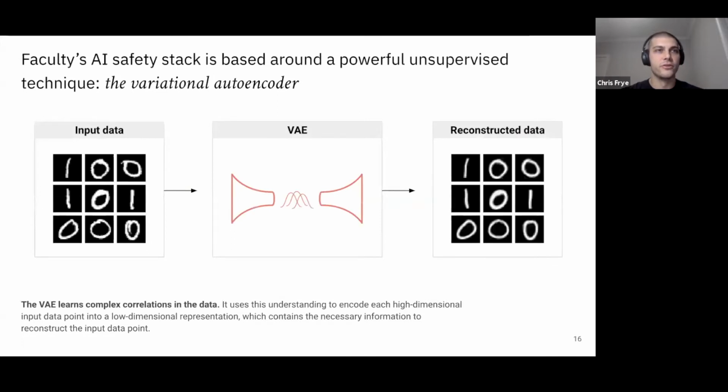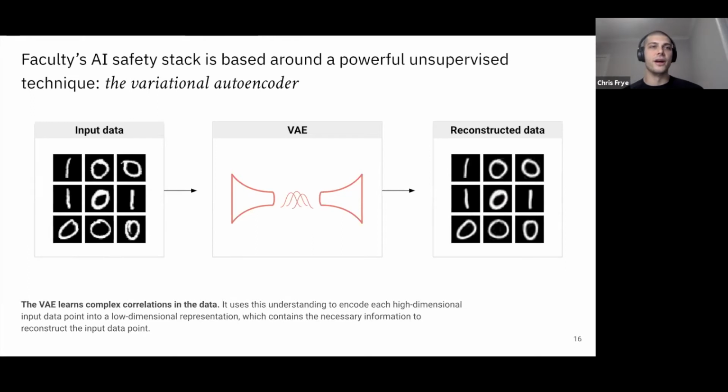Okay, so a couple slides ago, I said that anomaly detection is inherently an unsupervised task. So Faculty's AI safety stack, that includes explainability, robustness, and privacy, for example, is all based around a powerful unsupervised technique, and that's the variational autoencoder, or VAE. So let's spend a minute understanding how VAEs work, because this will be relevant for anomaly detection.